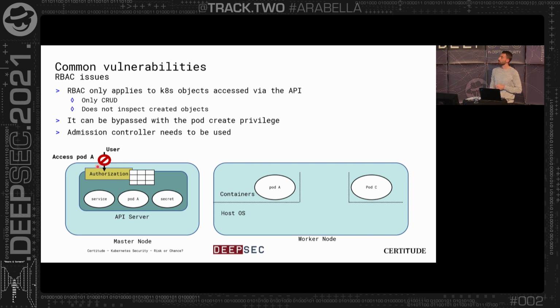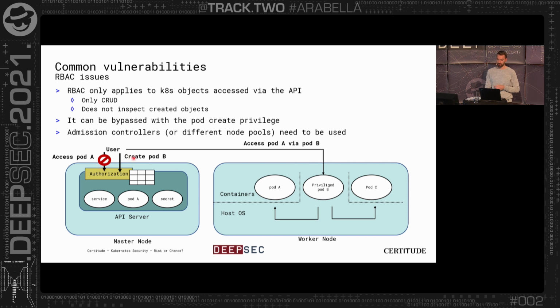What the user can do, if the user has create pod privilege in another namespace, is create a privileged pod in another namespace and then use the host, because it's a privileged pod. It has access to the host. It can use the host to actually access the other pods. So the message is, role-based access control is very important. It restricts what the user can do on the API server. But don't forget that the workloads are actually running on nodes later on. And once you have the ability to create pods, you can easily escape from these restrictions that are defined for the API server.